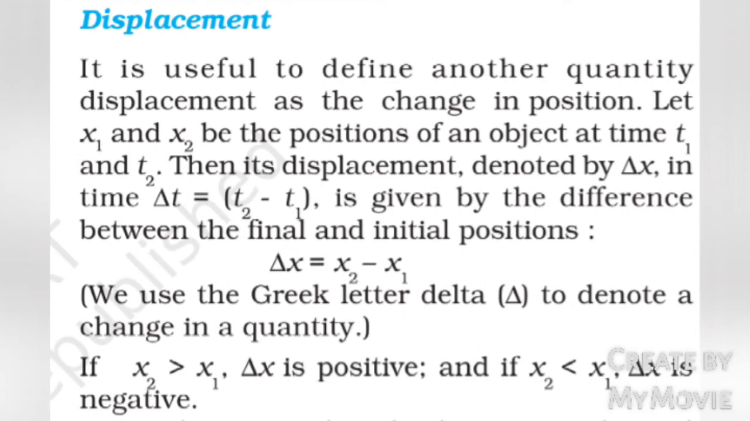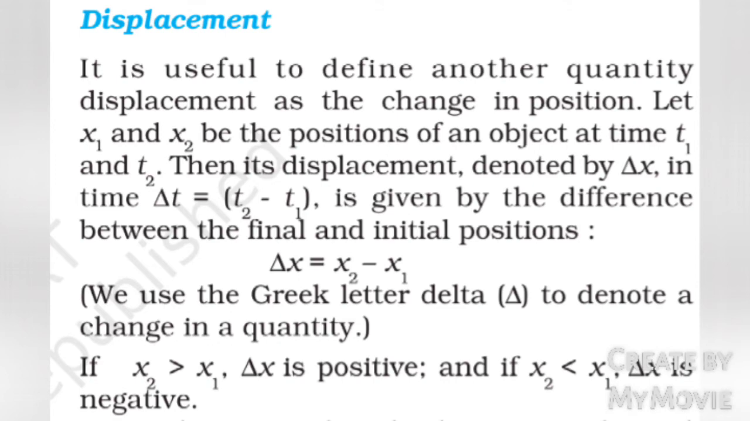Displacement. It is useful to define another quantity, displacement, as a change in position. Let x1 and x2 be the positions of an object at t1 and t2. Then its displacement, denoted by delta x in time delta t equal to t2 minus t1, is given by the difference between the final and initial positions. Delta x equals x2 minus x1.